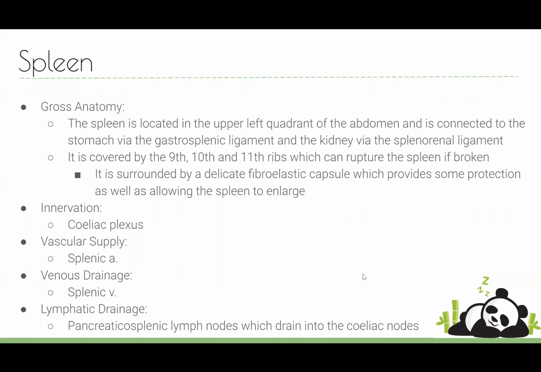Okay, the spleen. This is not very important, but the spleen is located in the upper left quadrant. It's covered by the 9th, 10th, and 11th ribs, which, if broken, can rupture the spleen. The spleen has a delicate fibroelastic capsule, which provides some protection, and it also allows the spleen to enlarge, giving you things such as splenomegaly when your spleen decides to eat all your blood cells. But the 9th, 10th, and 11th ribs can rupture the spleen, and that can cause heavy bleeding.